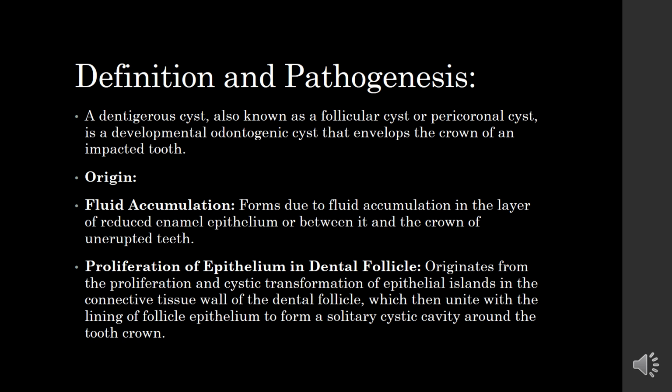Starting with the definition and pathogenesis, a dentigerous cyst, also known as a follicular cyst or pericoronal cyst, is a developmental odontogenic cyst that envelops the crown of an impacted tooth. It forms due to fluid accumulation in the layer of reduced enamel epithelium or between it and the crown of unerupted teeth. It originates from the proliferation and cystic transformation of epithelial islands in the connective tissue wall of the dental follicle, which then unites with the lining of follicle epithelium to form a solitary cystic cavity around the tooth crown.